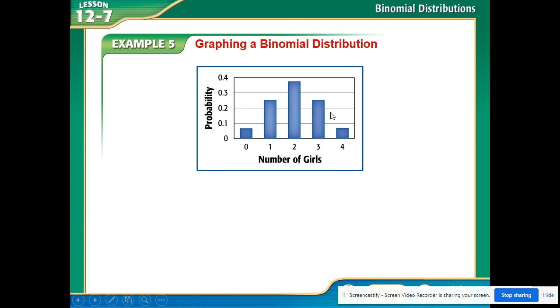Now notice this graph. This graph is a normal graph. All the high values are in the middle, and it's equally distributed on both sides. This is a normally distributed graph. It's not skewed one way or another.